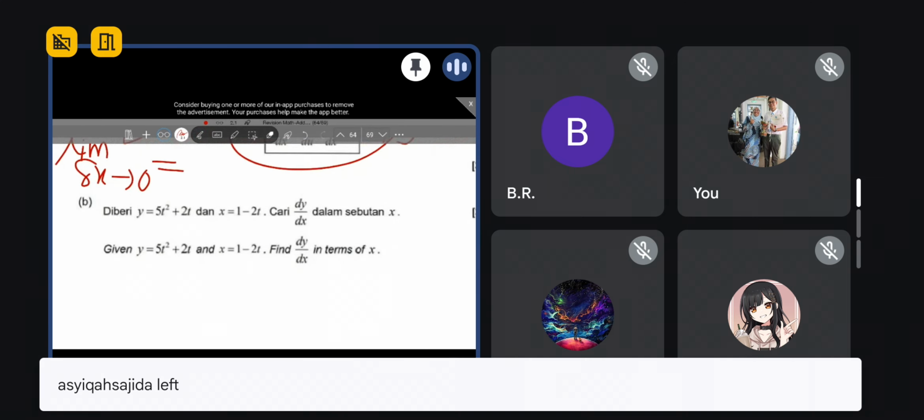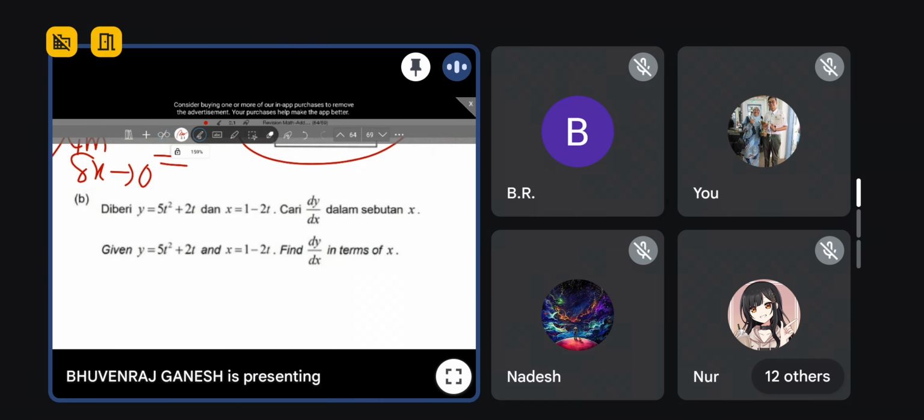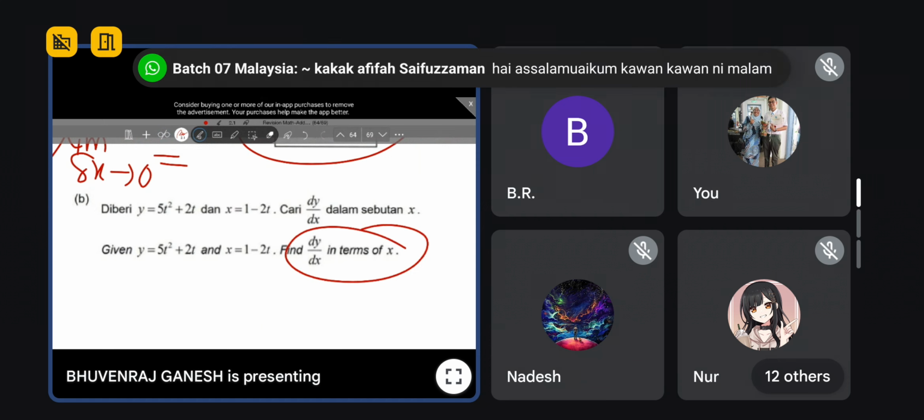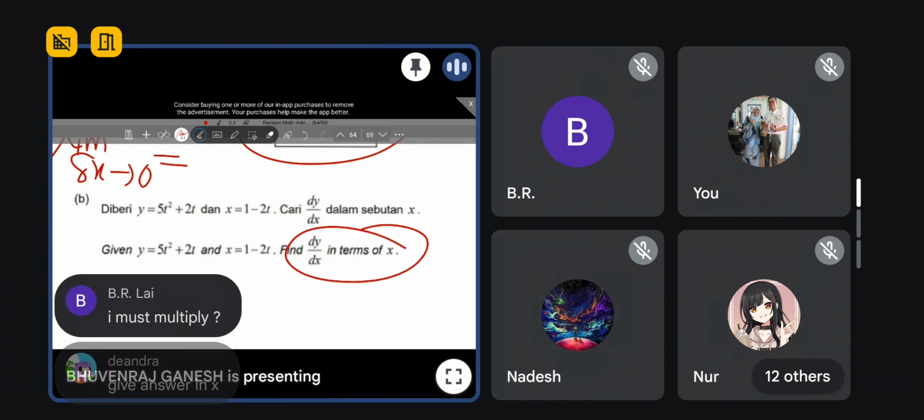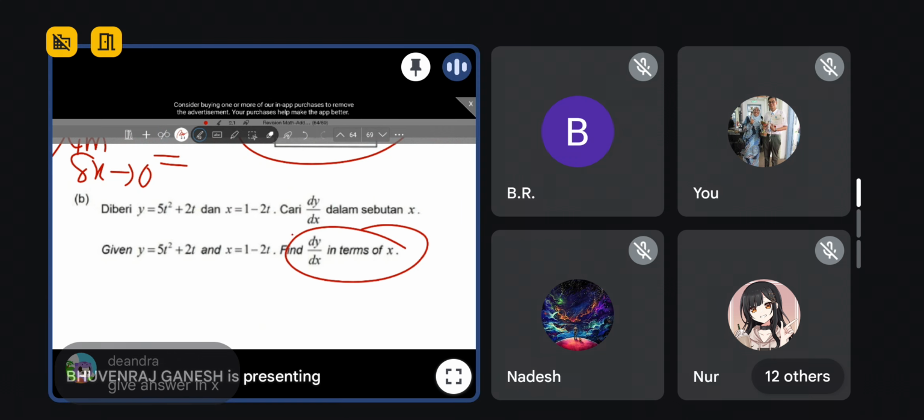Okay? And then 11B, guys. Can you all give me idea how to find dy dx in term of x? What should we do here? Apa kita perlu buat? No need. Guys, you see this or not? Over here. Yes, correct. That is the final answer. Yes. Okay, you can start with this equation.